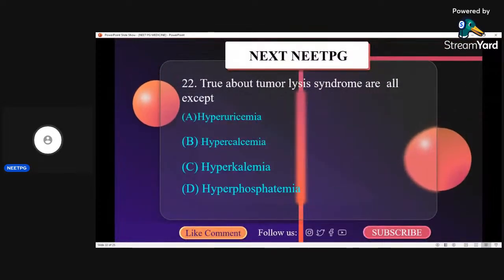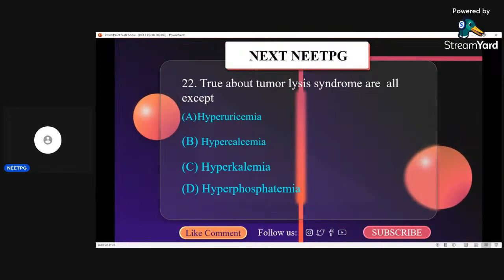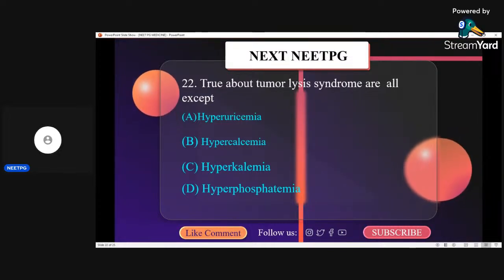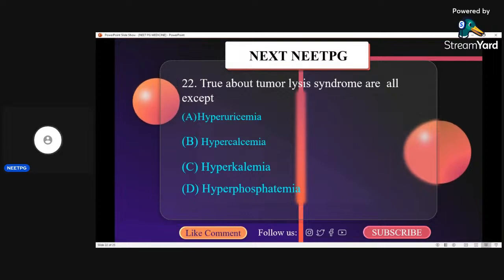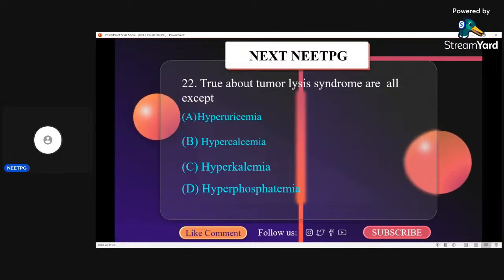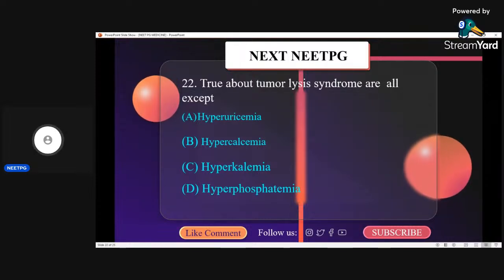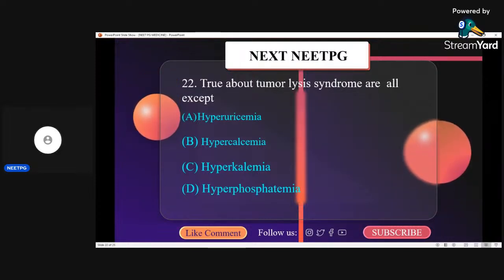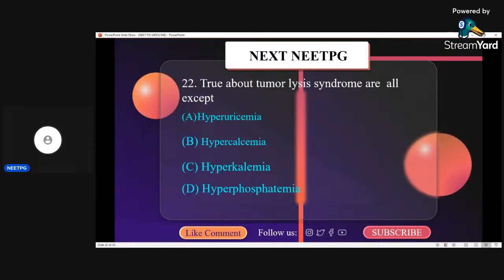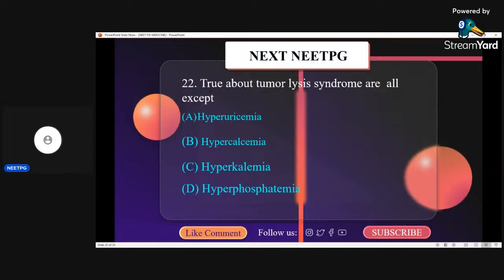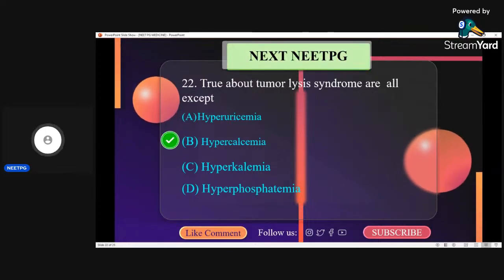True about tumor lysis syndrome are all: A, hyperuricemia; B, hypercalcemia; C, hyperkalemia; D, hyperphosphatemia. So the correct option here is B, hypercalcemia. In tumor lysis syndrome, there is hypocalcemia, not hypercalcemia. True about tumor lysis syndrome are all hyperuricemia, hyperkalemia, hyperphosphatemia, except hypercalcemia. So the correct option here is B.